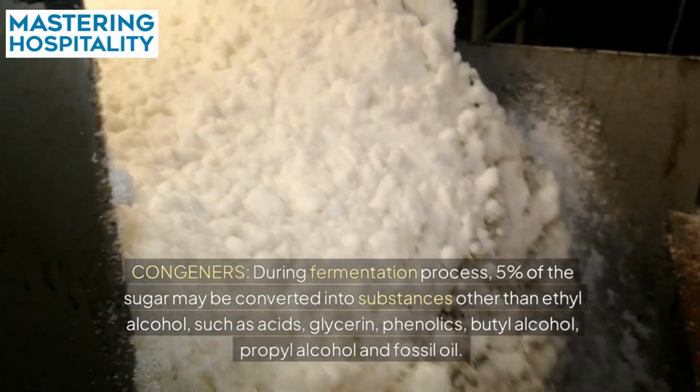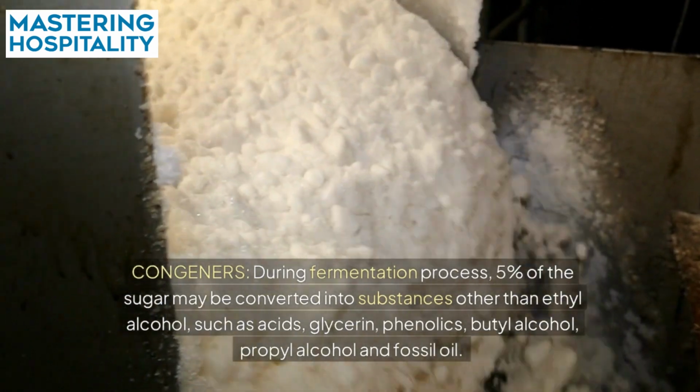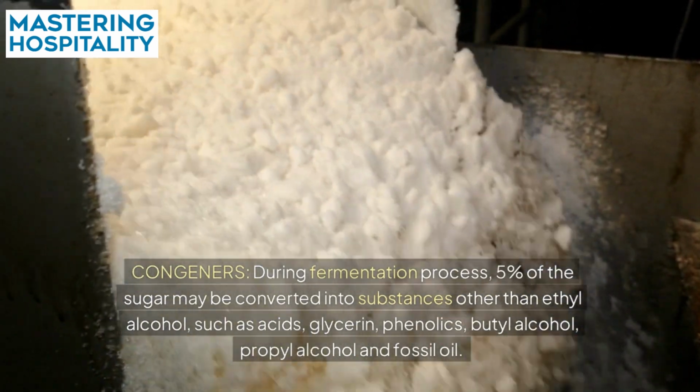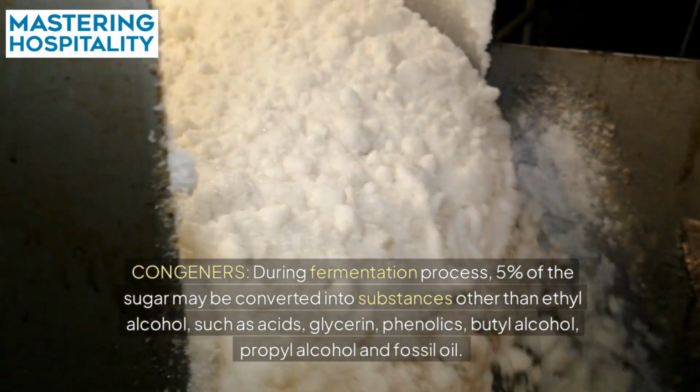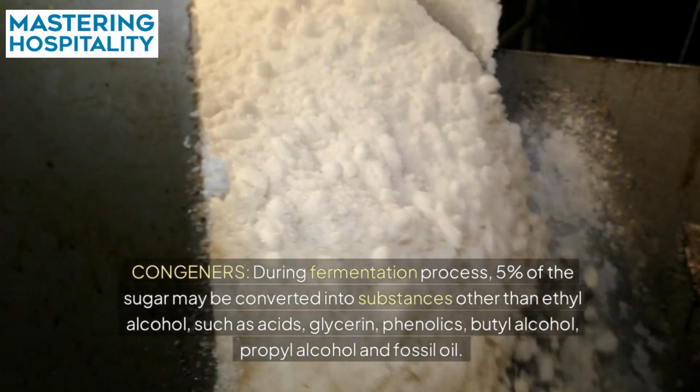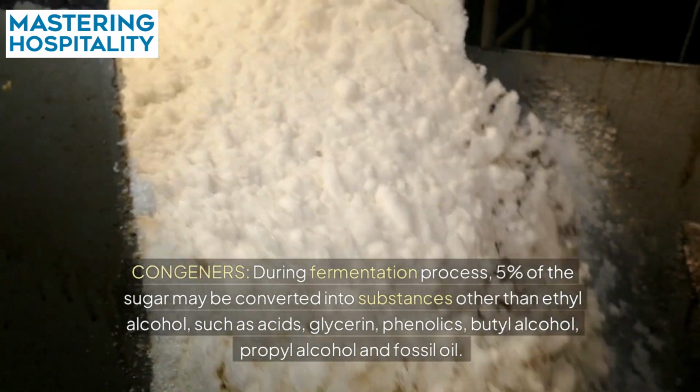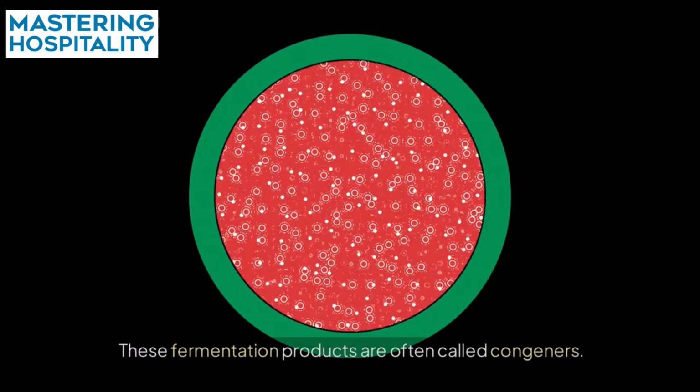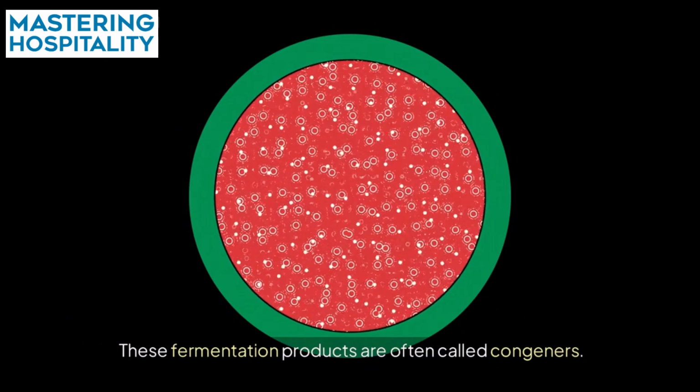Congeners. During the fermentation process, 5% of the sugar may be converted into substances other than ethyl alcohol, such as acids, glycerin, phenolics, butyl alcohol, propyl alcohol and fusel oil. These fermentation products are often called congeners.